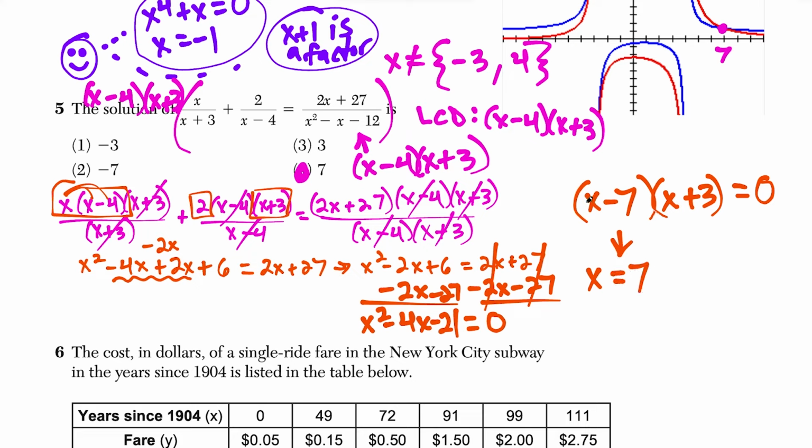If we plugged in x equals 7, 7 minus 7 is 0, and that would make this equation true. And if we set x plus 3 equal to 0, that gives us x equals negative 3. But once again, we had to reject x equals negative 3 because that makes the equation undefined. So this one here gets rejected. X equals 7 is definitely correct. Choice 4 is definitely our answer.